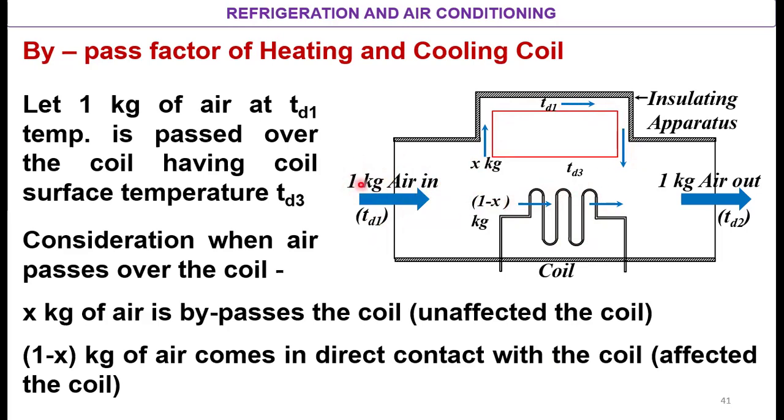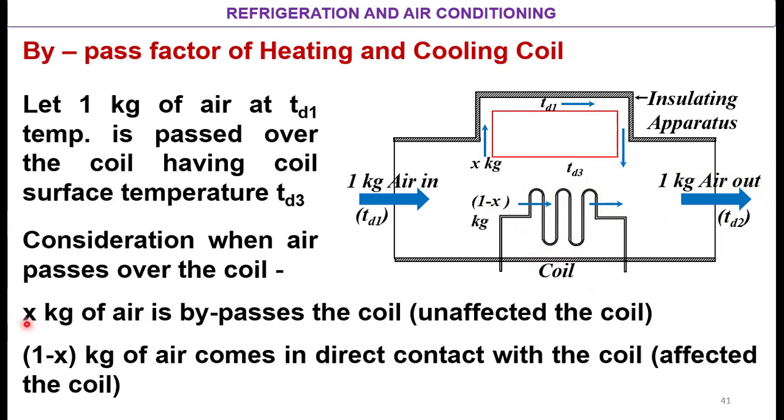Out of this 1 kg, let us say x kg of the air is bypassed. That air doesn't come in contact with the surface of the coil, and the remaining is 1 minus x. So this 1 kg is bifurcated now: x kg and 1 minus x kg. The 1 minus x kg comes in contact with the surface of the coil. So this portion of the air is only cooled or heated, depending upon whether it is a heating coil or a cooling coil. So 1 minus x kg and this x kg, again it is 1 kg of the air that is coming out.